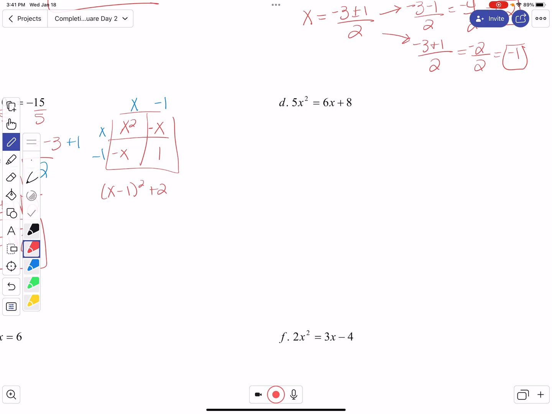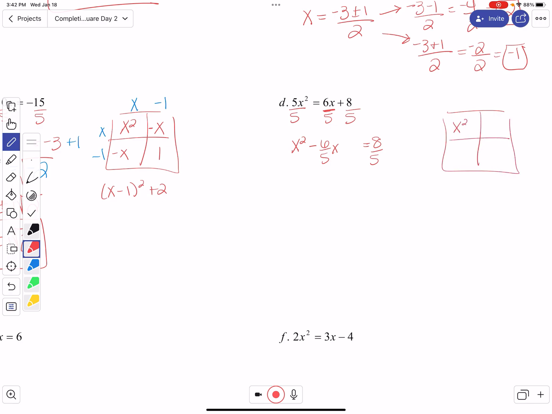All right, on D, we know that this x needs to move over to the left side with the x squared. You can either go ahead and divide by 5, or you can move it over, however you want to do it. If I divide everything by 5, that turns into an x squared, where that right there is just going to be 6/5. And then if I move it over, it will be a negative 6/5. I'm going to leave my space. And that's just going to be 8/5.